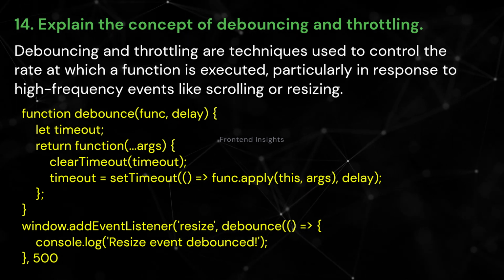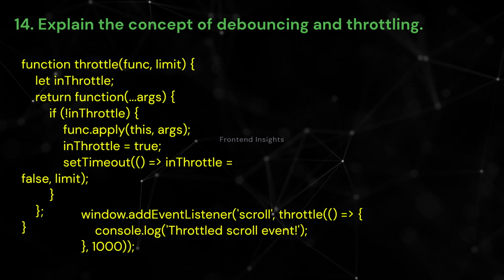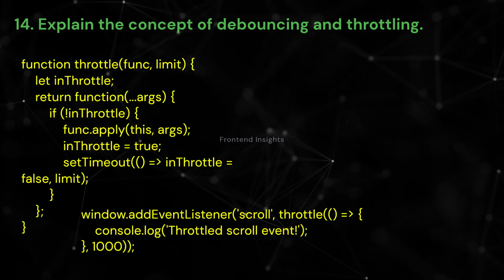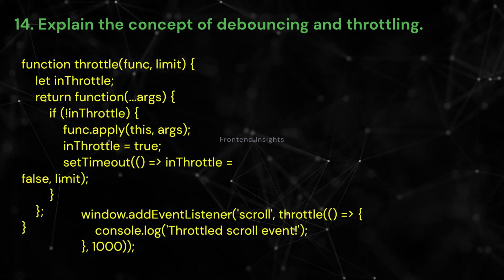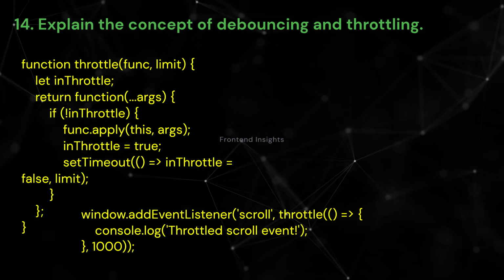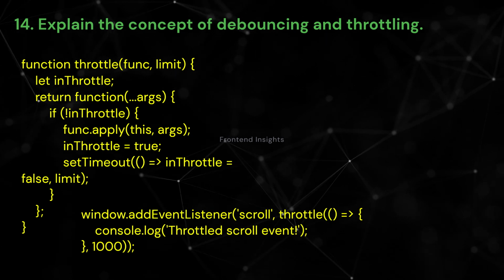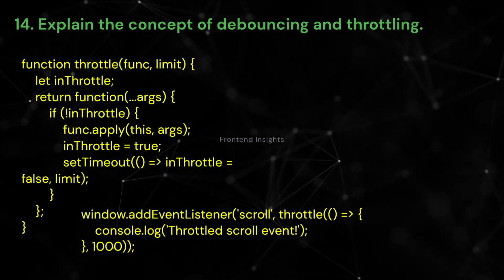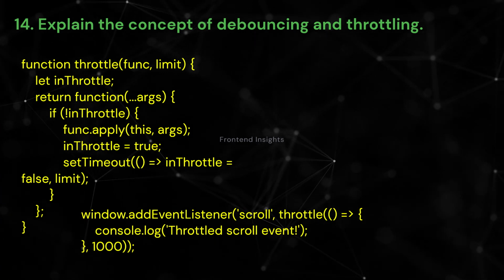Okay, now an example of throttling. The throttle function limits the scroll event handler to be called at most once every second, regardless of how frequently the user scrolls.